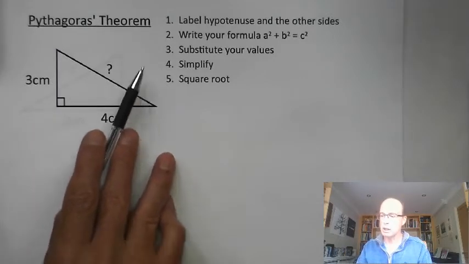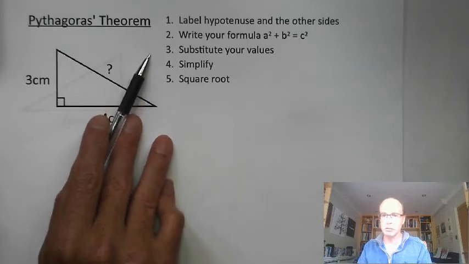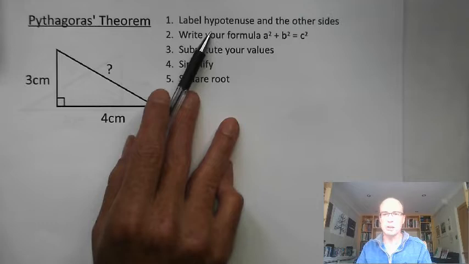Each of these questions we're going to go through 5 steps, and we're going to make sure every question we do, we do each of those 5 steps in order. So the first thing we're going to do is label the hypotenuse and the other sides.